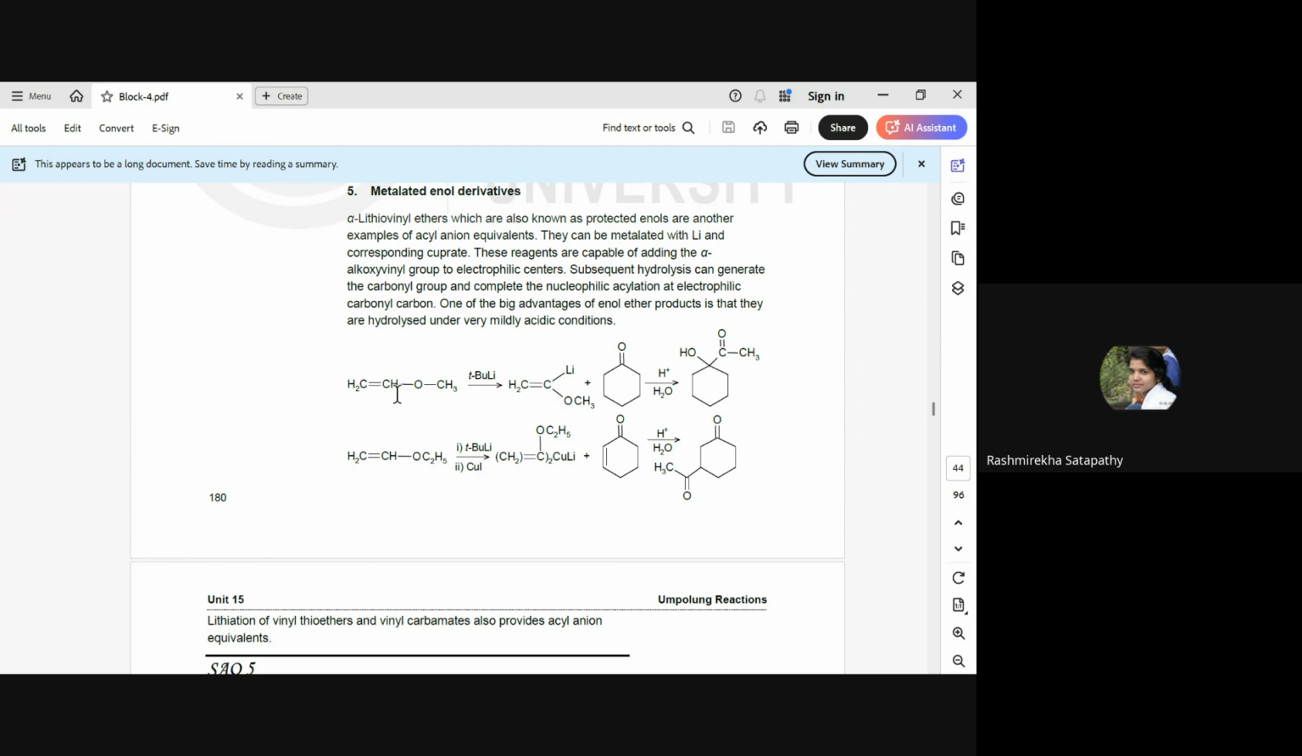CH2CO. Lithium atom is attached here. Plus, when this compound is treated with the cyclohexadione, this compound is formed.